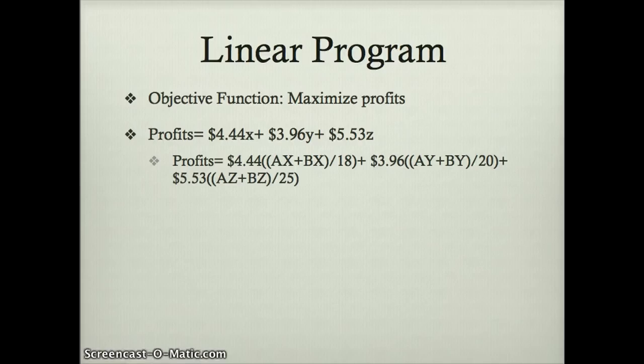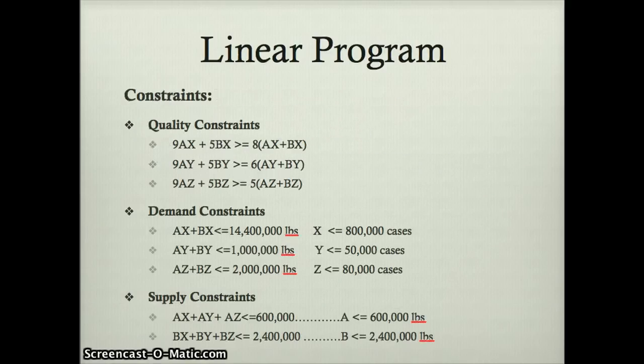The objective function in this case was to maximize profits by using the tomatoes in the most efficient way possible. The coefficients of $4.44, $3.96, and $5.53 were taken from figure 3 of the case and represent the profit of selling the tomatoes as whole, juice, or paste.